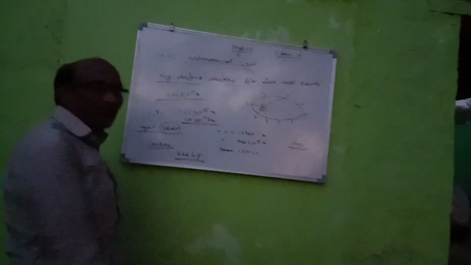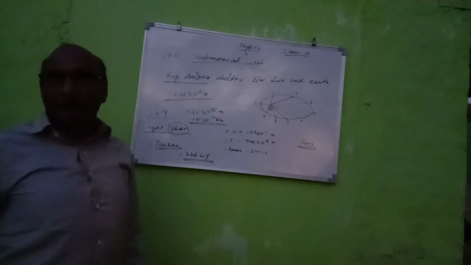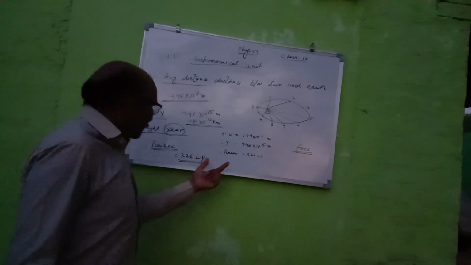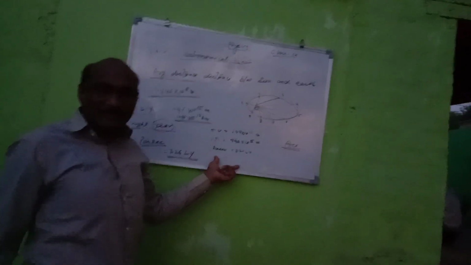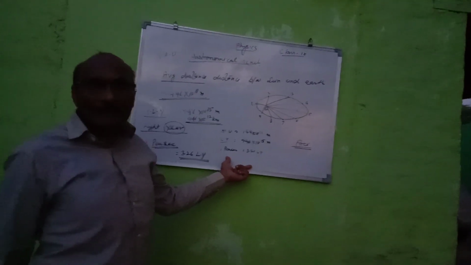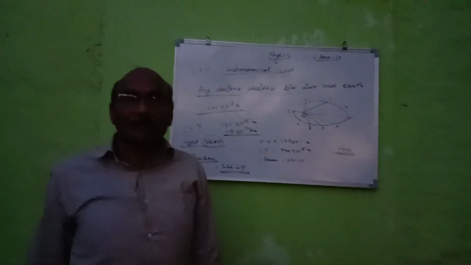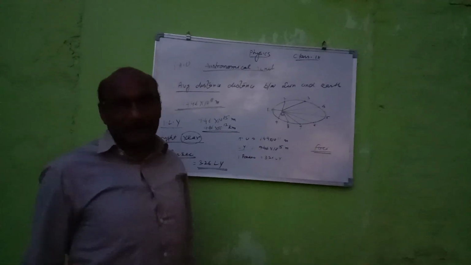But this is not the definition of the parallactic seconds. This is not the definition of the parsec. The definition of parsec I will discuss in the next video with you. But you must know about it. What is one parsec? What is the relationship between the parsec and light year? Sorry, 3.26 light year is equal to 1 parsec.